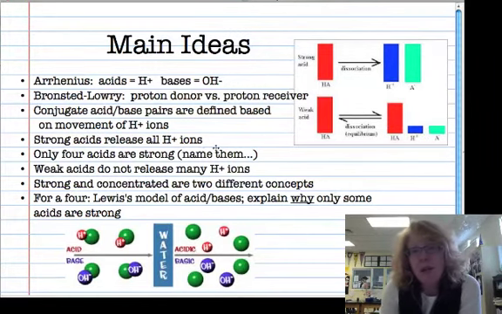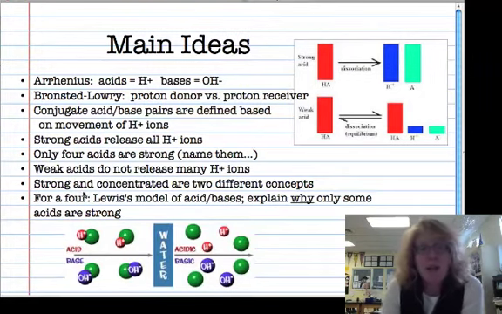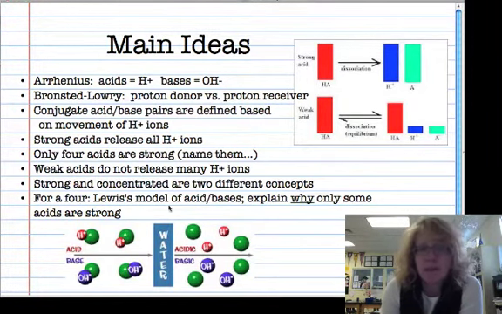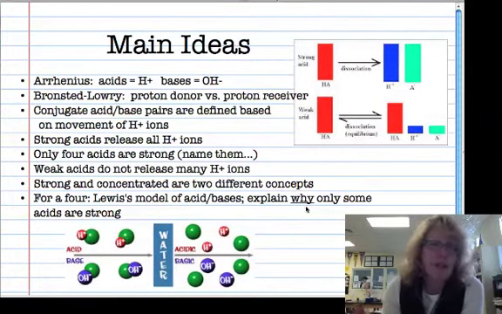You need to be able to name all 4 of the strong acids. You need to be able to differentiate between the concepts of strong and concentrated, or weak and dilute. And then if you want a 4, you should probably take a look at another model. It's a little bit more modern, having to do with Lewis's model of acids and bases. And again, a little bit of a different distinction in terms of what they are. Or you could look at why some acids are classified as strong, but other acids are classified as weak. What is the chemistry behind that strength and weakness of different acids?